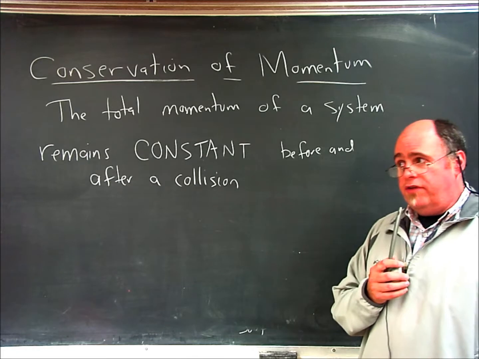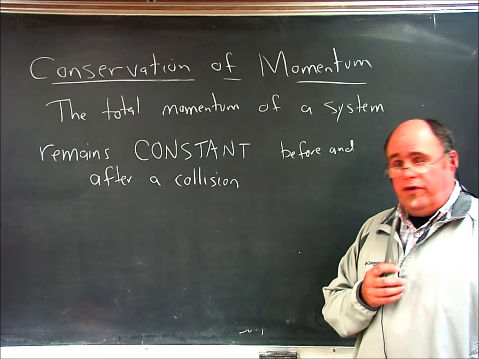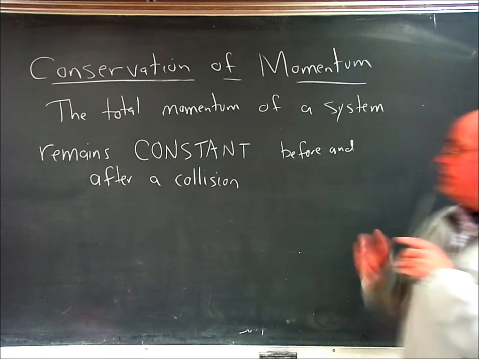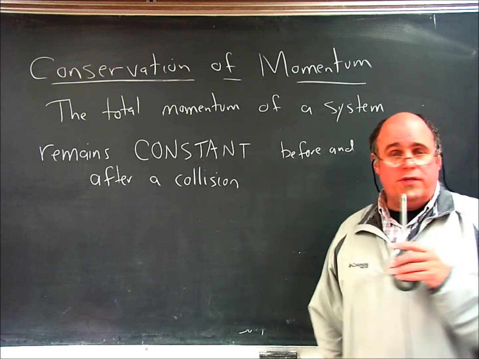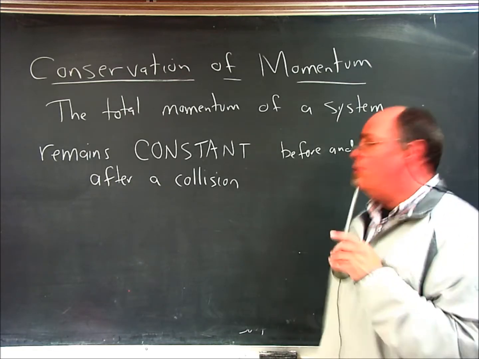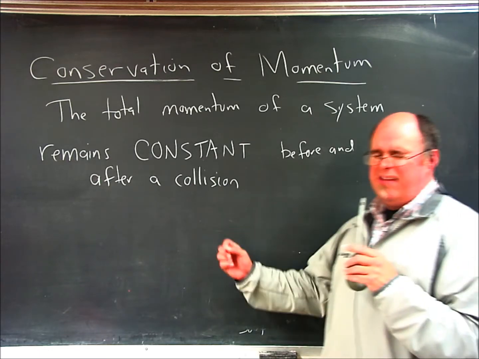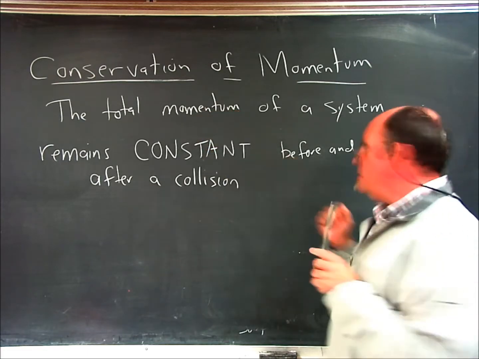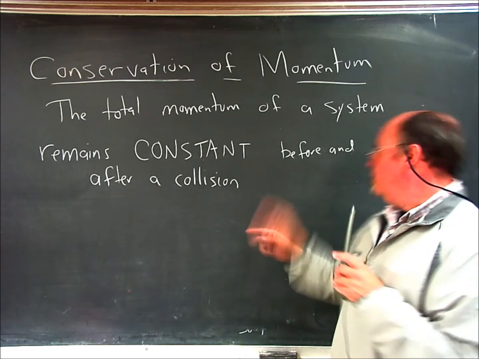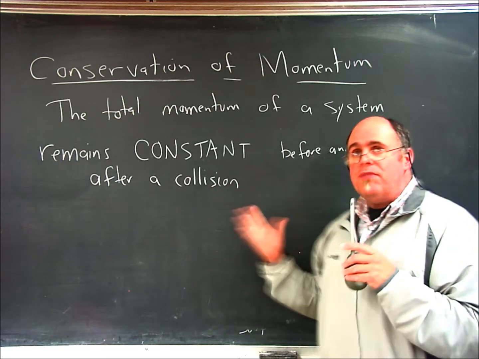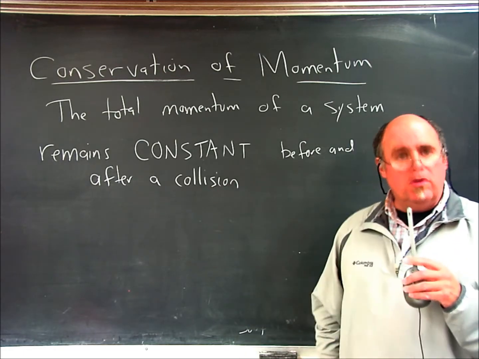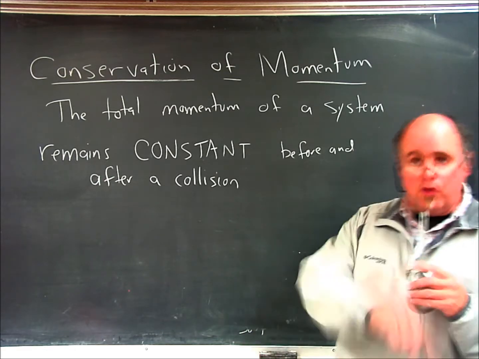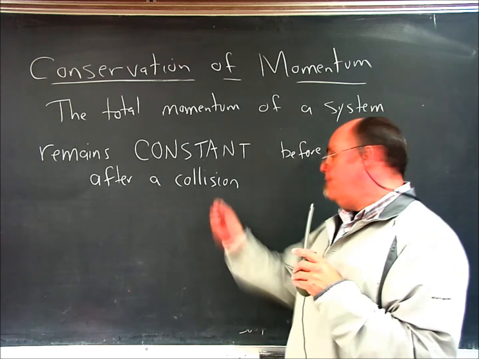There are not many conservation laws in physics, and we've already learned about conservation of energy in chapter 5. In this chapter we talk about conservation of momentum, which basically means the total momentum of a system, the individual momentum of all the individual pieces added up together, will remain constant before and after something happens, and usually we talk about a collision. So before a collision, the total momentum of the system will be the same as the total momentum of the system after the collision.